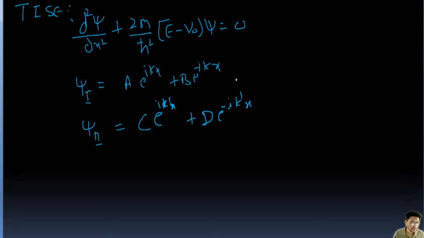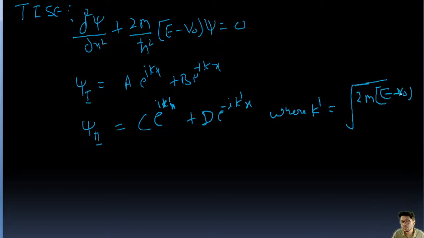And here the value of k dash is going to be root 2m (E minus V naught) upon h cut square, and the value of k we know: k is root 2mE upon h cut square. Here E is greater than V naught.